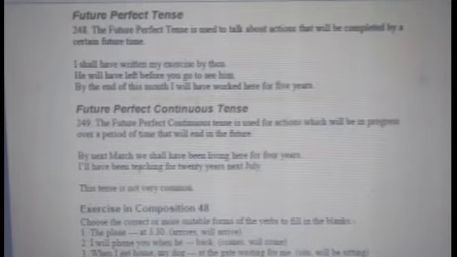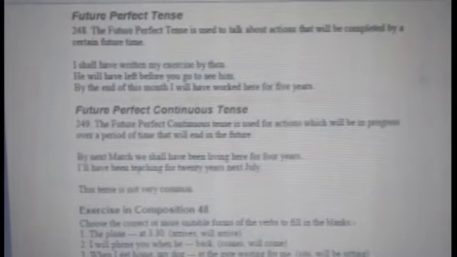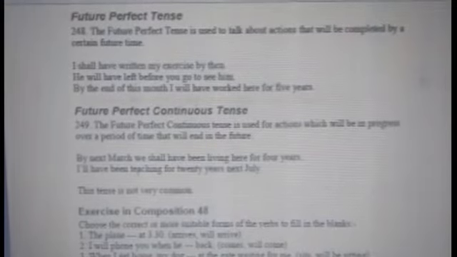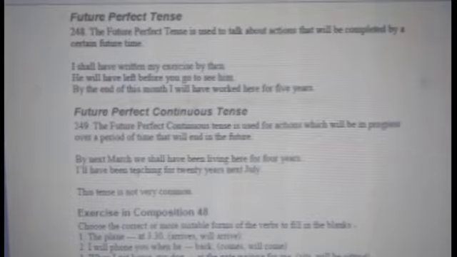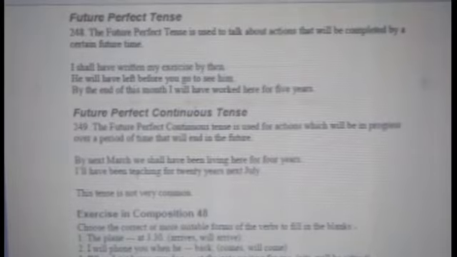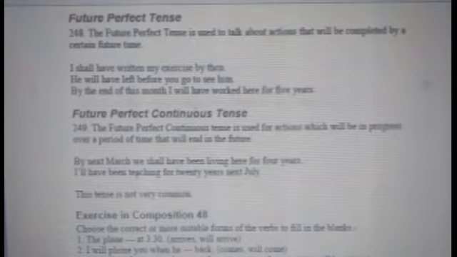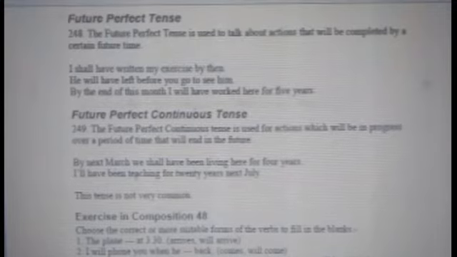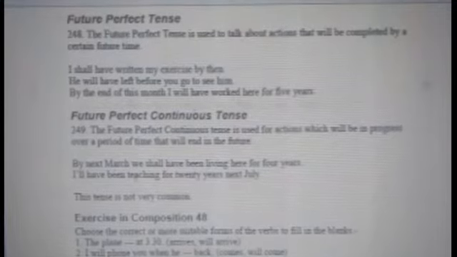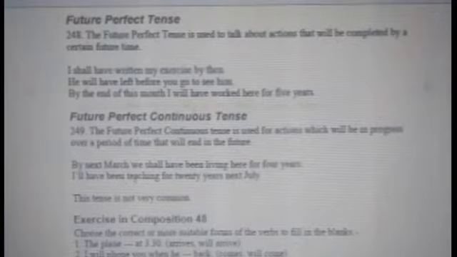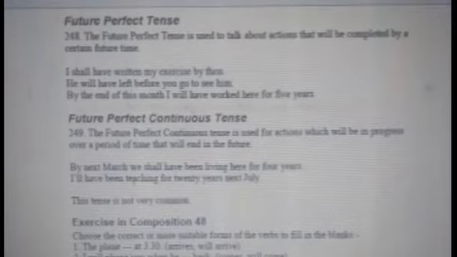Future perfect tense. This future perfect tense is used to talk about actions that will be completed by a certain future time. Example, I shall have written my exercise by then. He will have left before you go to see him. By the end of this month, I will have worked here for 5 years.